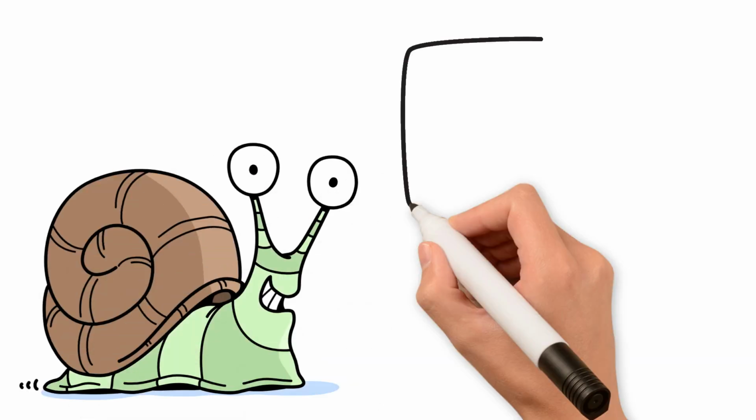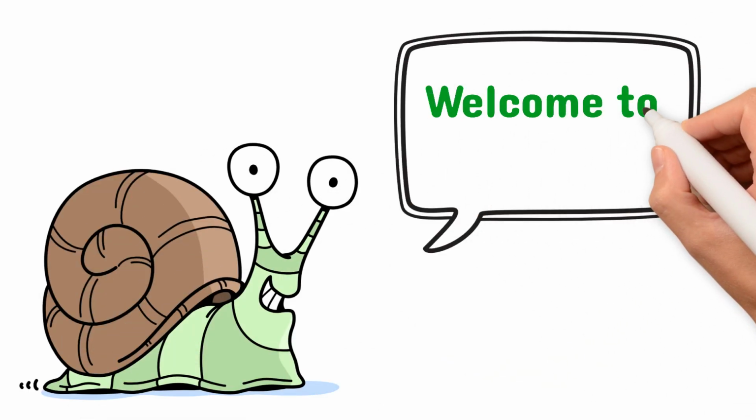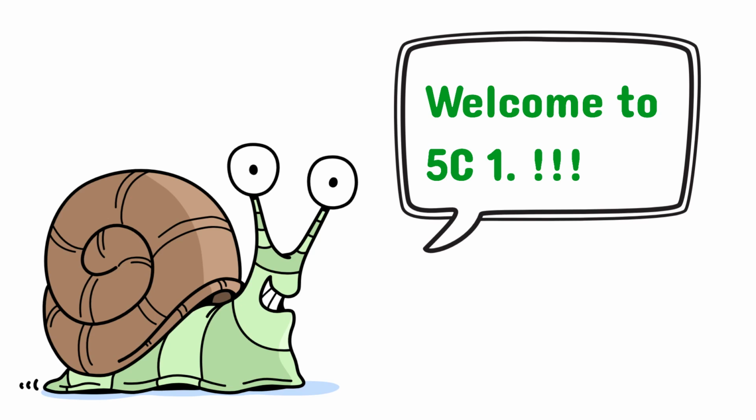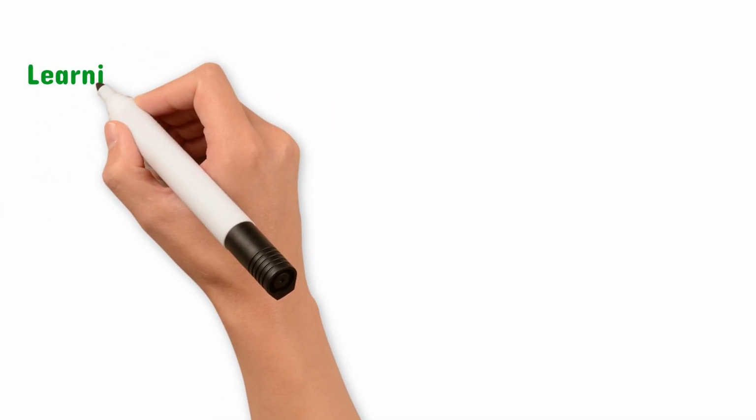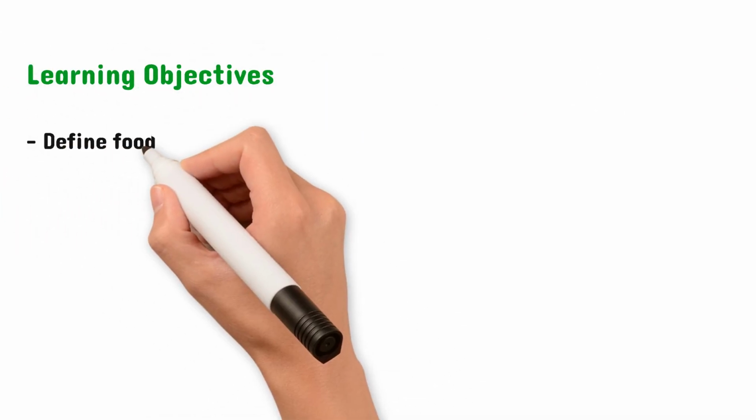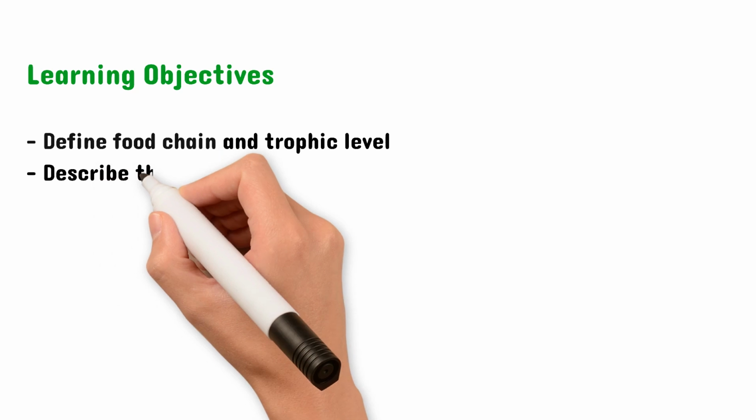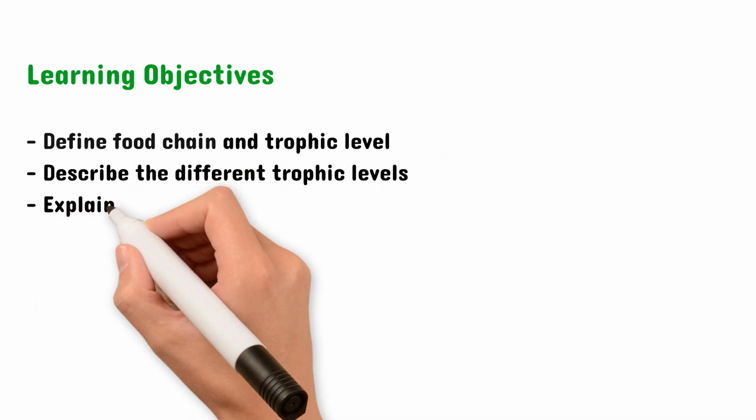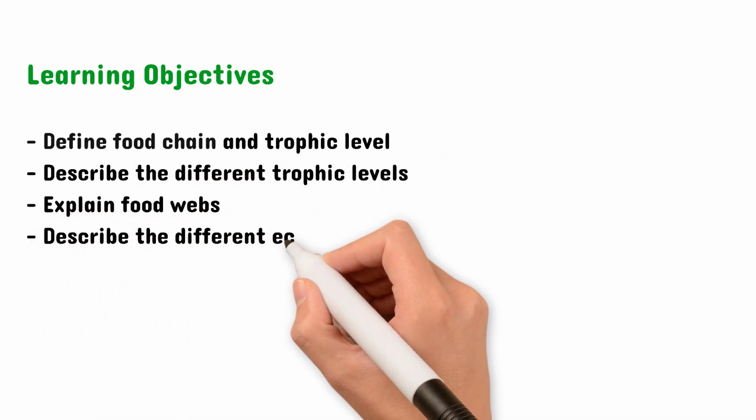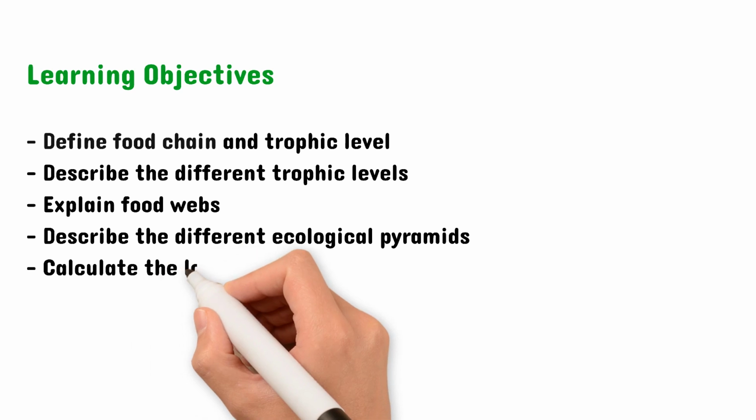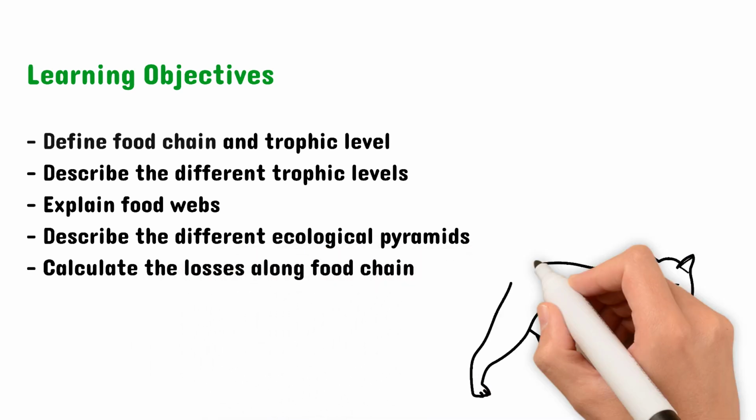to Brilliant Biology. Today we're diving into topic 5C1, transfers between trophic levels. By the end of this video, you should be able to define food chain and trophic level, describe the different trophic levels, explain food webs, describe the different ecological pyramids, and calculate the losses along the food chain.